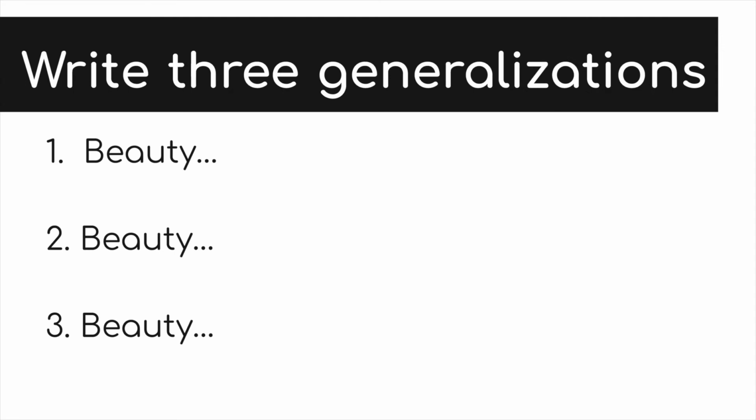Then the last and final step are generalizations. And you're going to try to write 3 generalizations. And generalizations are things that are always true about the concept. So as you can see on here, all 3 of our generalizations are going to start with our concept of beauty. And then you're just going to finish that sentence. So 3 ideas about beauty that are always true. We will refer back to these generalizations throughout the unit to see if they stand true and to see if we think we got it right.